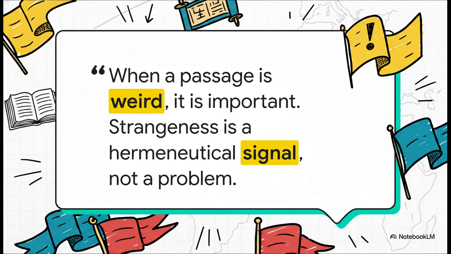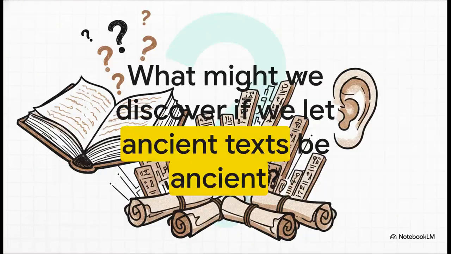And this quote right here just nails the biggest change in perspective. When a passage is weird, it is important. Strangeness is a hermeneutical signal, not a problem. I mean, think about that. Those parts of the Bible that make you scratch your head, they aren't bugs, they're features. They're giant blinking signs telling us, hey, your modern assumptions don't work here. Pay attention. And that leaves us with this final question.